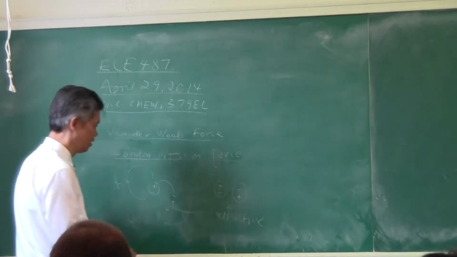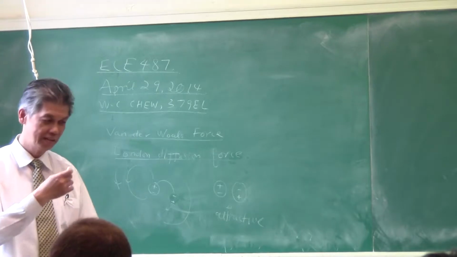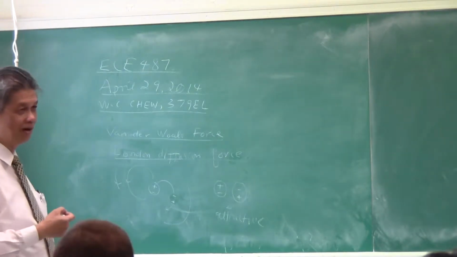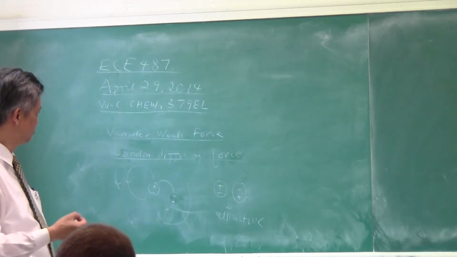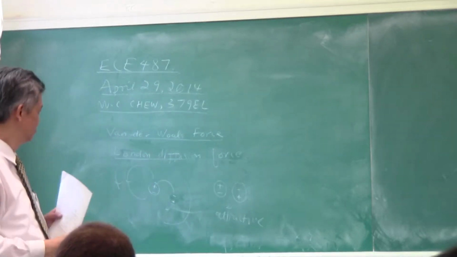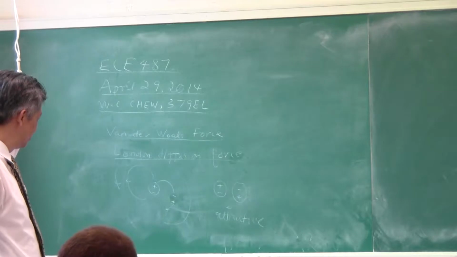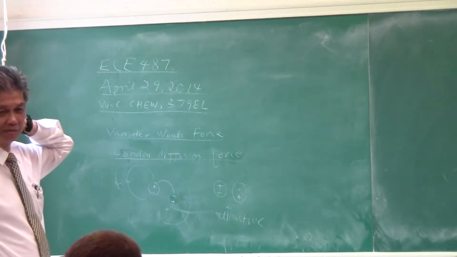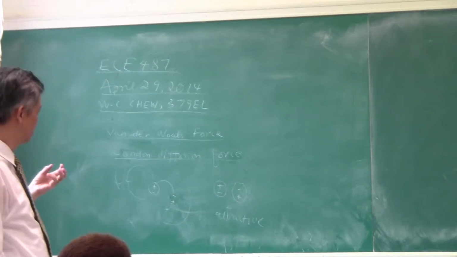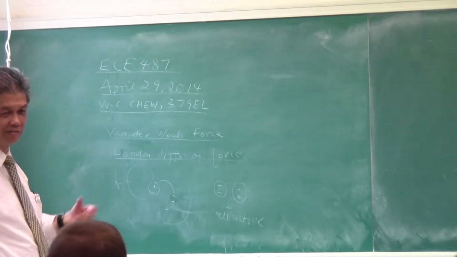So the mere fact that you have another molecule next to one molecule means the other molecule will get polarized, and then these molecules get attracted to each other. This is one source of the van der Waals force that explains why molecules stick to each other instead of falling apart.